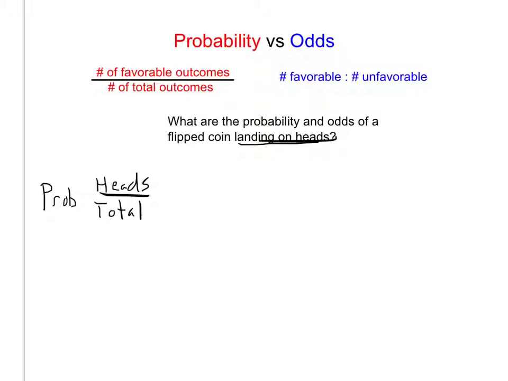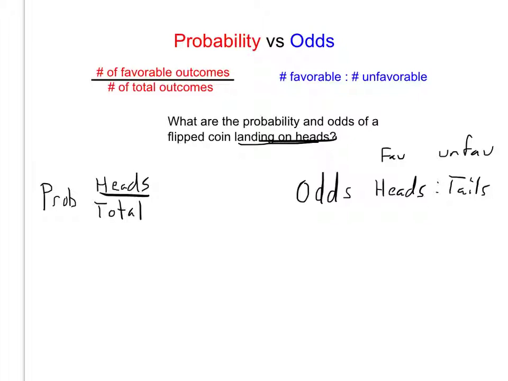Then odds would be the number of favorable outcomes, so that's heads, compared to unfavorable outcomes. Well, if I know anything about flipping a coin, I can get heads or I can get tails. So in this case, tails would be the unfavorable outcome, because the favorable is landing on heads. That's got to come first. So again, here we got favorable to unfavorable, and this one is favorable over the total.